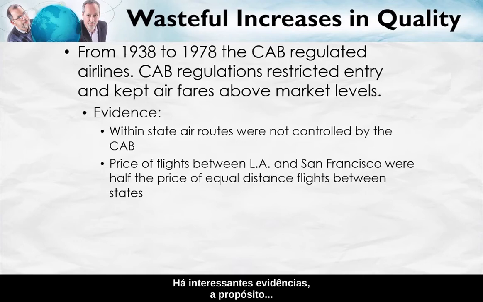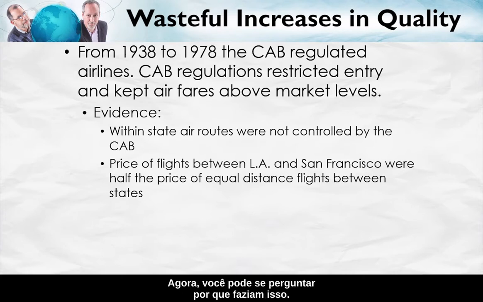There's some interesting evidence, by the way, on how high the CAB kept fares above market rates. Within-state air routes were not controlled by the CAB. They were unregulated by the CAB. Therefore, the price of flights between cities within a state, such as between LA and San Francisco, was not regulated by the CAB. And looking at the prices of these flights, economists found that they were half the price of equal distance flights which were between two different states and thus which were regulated by the CAB. So it looked like the CAB was keeping the prices of airline flights twice as high as market rates.